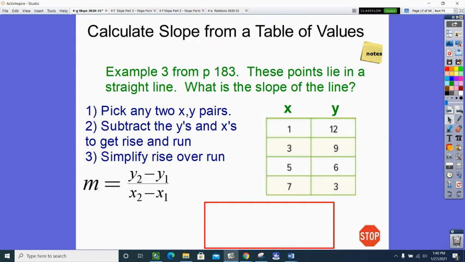So go ahead, pick 2 points, subtract your y's. That'll be your rise on top. Subtract your x's. That'll be your run on the bottom. And simplify if you can. All right, let's see how you did.